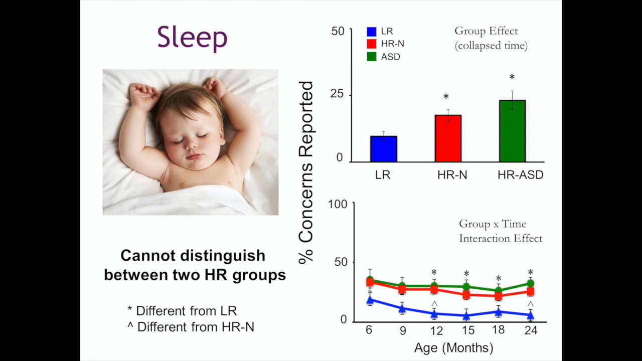So here is what we found when I looked at the sleep reports. So there was generally a difference between the high-risk versus the low-risk group. So the parents of the high-risk children all reported sleep difficulties compared to parents of low-risk children, but there was no difference between the parents of children who were diagnosed versus who were not diagnosed. And when we look at the interaction by time, you can see that again, the reports of sleep concerns were not different between the high-risk parents of children who would be diagnosed with autism versus who would not.